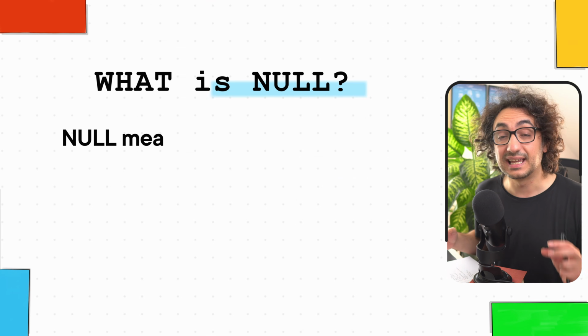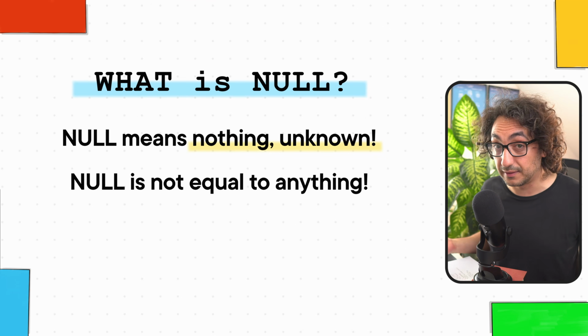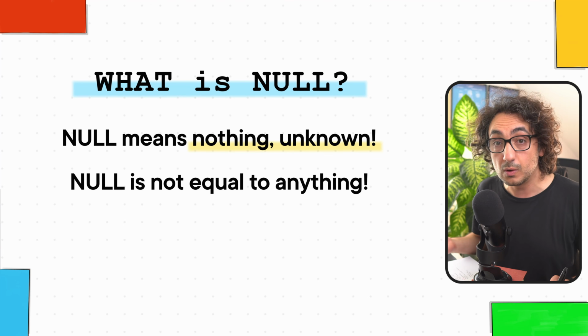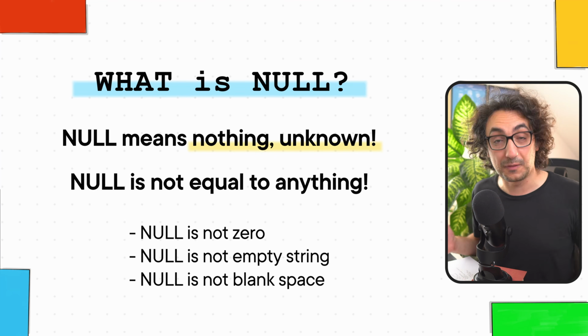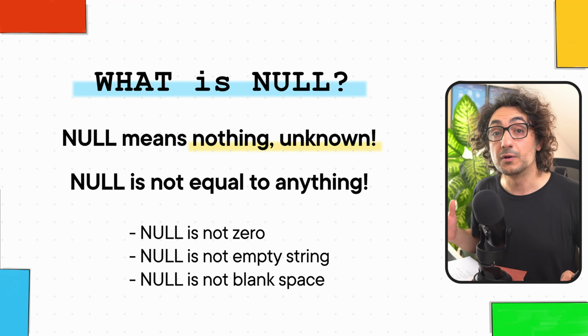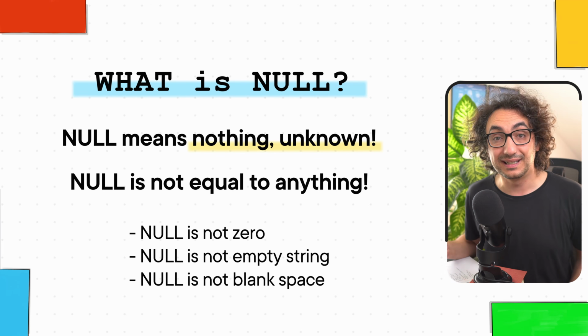So in databases, a null means nothing, unknown. It is not equal to anything, so it is not equal to zero or empty string or blank space. A null is simply nothing. It tells us there is no value and it is missing. It's like saying, I don't know what this value is. So this is what a null means in SQL.